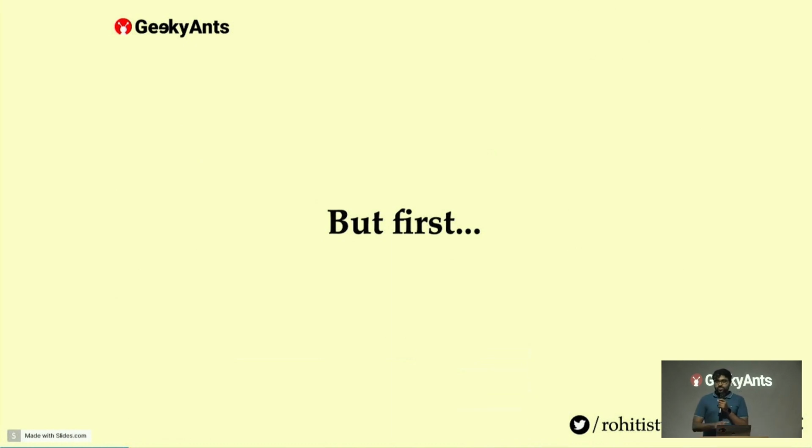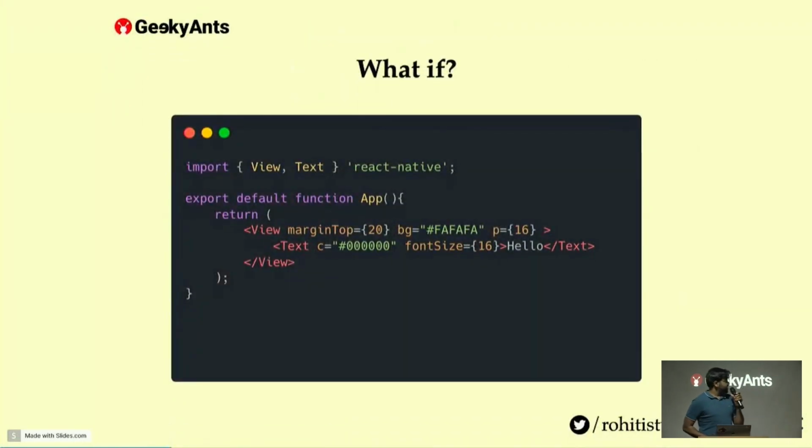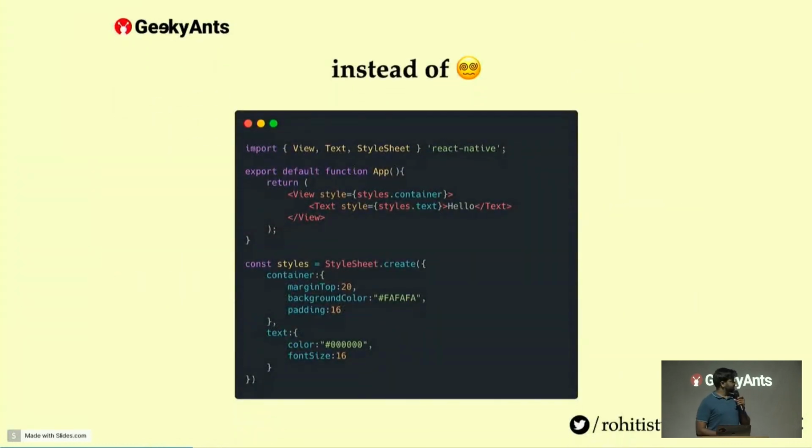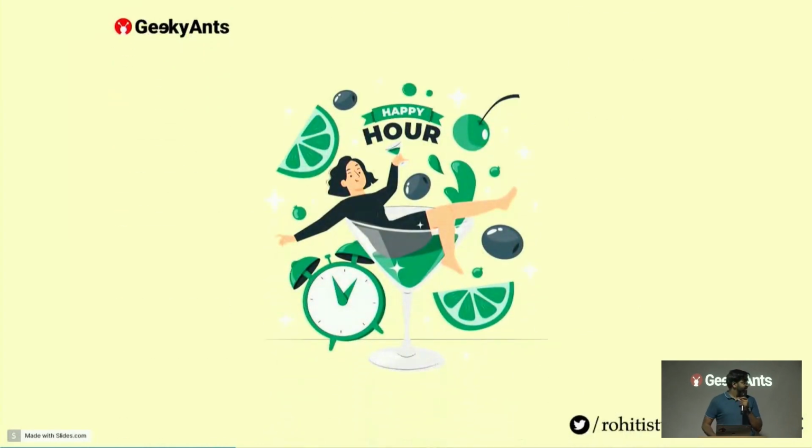But first, I want you to imagine a scenario. What if this can be written? And what if I can straight away write utility styles in my React Native components? So suppose your view can have a property margin top, and you don't have to write StyleSheet.create every time you want to style, and you don't have to define and maintain every name like styles.container, styles.text. You don't have to think about it. Just imagine this whole thing at scale. So wouldn't life be easier and, I don't know, happier?